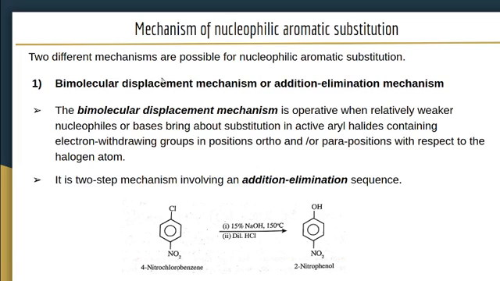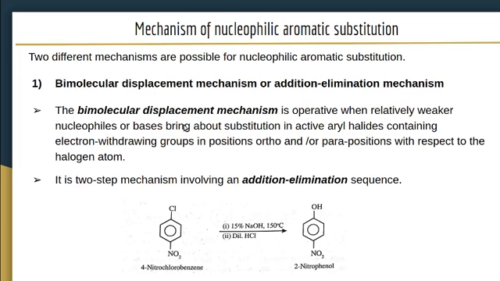There are two different mechanisms possible for nucleophilic aromatic substitution reaction. One is the bimolecular displacement mechanism or addition-elimination mechanism. The other one is the benzyne mechanism or elimination-addition mechanism. The second mechanism we will discuss in your upcoming class. So here we are going to discuss the first mechanism, that is, the bimolecular displacement mechanism or addition-elimination mechanism.